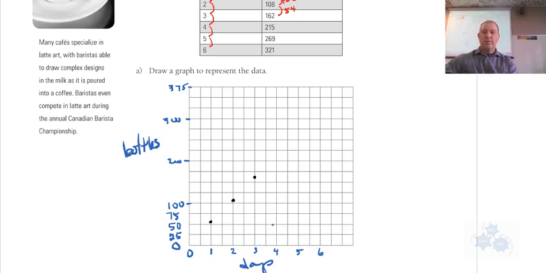Day 4, 215. So over to day 4 and go up to 215. It's about halfway between 200 and 225. Day 5 is 269. About there. And day 6 is 321. Day 6 is about 321.